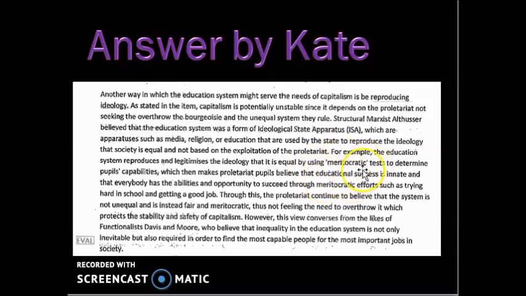She's applied the example of the meritocratic tests, which makes the students believe that everybody has the ability and the opportunity to succeed through trying hard, but they are tricked into believing this, and instead it is not fair. Meritocracy is a myth. And then we have got a relevant evaluation point from Davis and Moore, who believe that inequality is not only inevitable, but it is required to find the most capable people for the most important jobs.